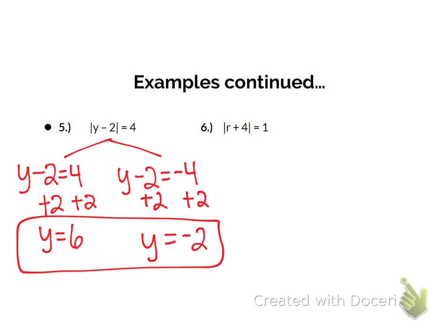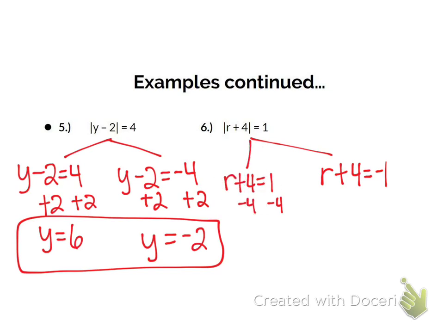All right, on number 6, let's set up our 2 equations. R plus 4 equals 1, and R plus 4 equals negative 1. Very good. Is R all the way alone now? No, we still need to solve for it. So what will I do? Subtract 4 on both sides of both equations.